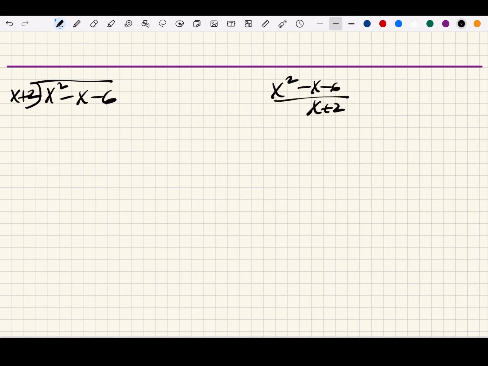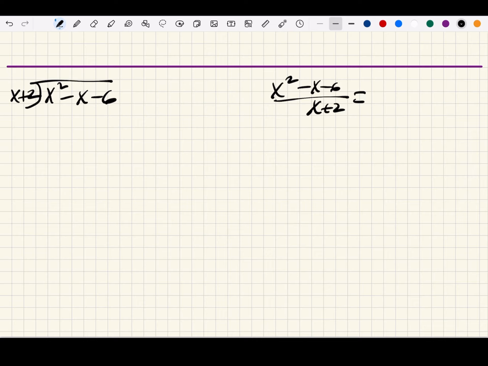Let's suppose that we have something like x squared minus x minus 6, and we want to divide that by, let's say, x plus 2. Well, division is just the same as this, right? X squared minus x minus 6 over x plus 2. It's the same thing, right?